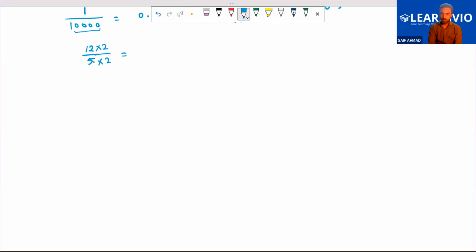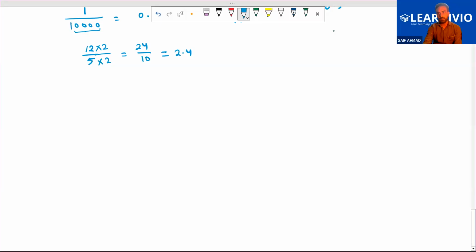So the denominator becomes 10 and the numerator becomes 24. Now you can make it a decimal. It becomes 2.4. Understood? This is the first way.